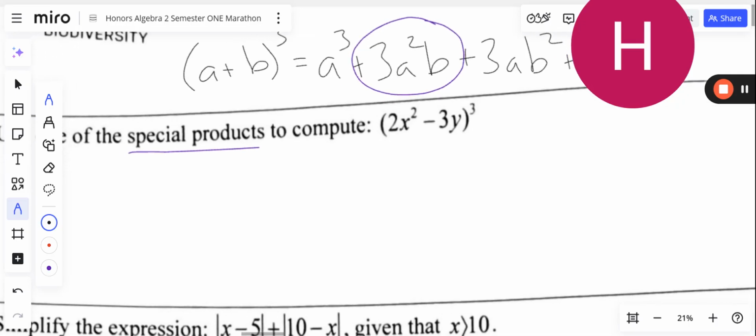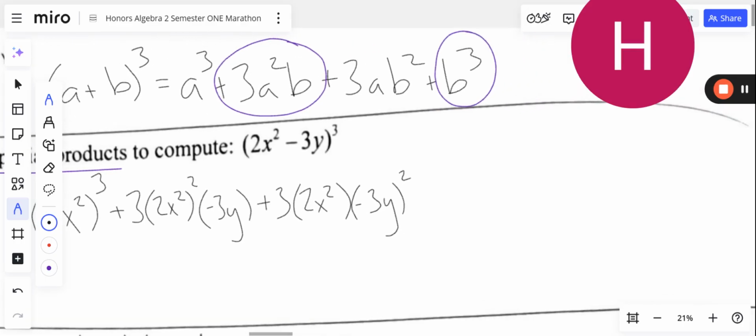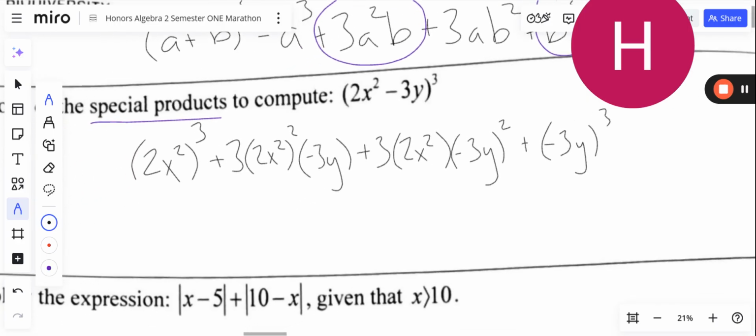So putting this all together, we're going to have 2x squared cubed minus 3 times 2x squared squared times 3y. I guess I could also be a little more responsible and put plus, but put the negative 3y here where it belongs. Plus 3 times 2x squared times negative 3y, but it's squared now. That's why it will not become positive. And then lastly, negative 3y cubed. So this is just a little bit of work.